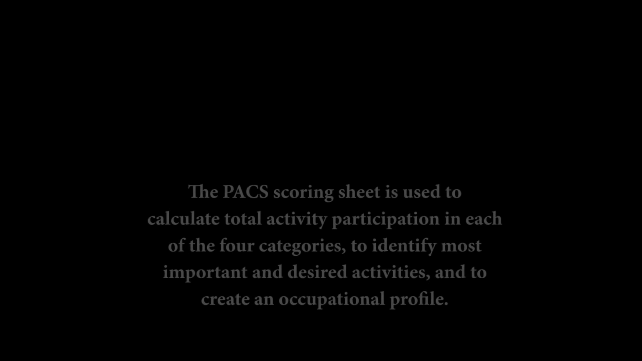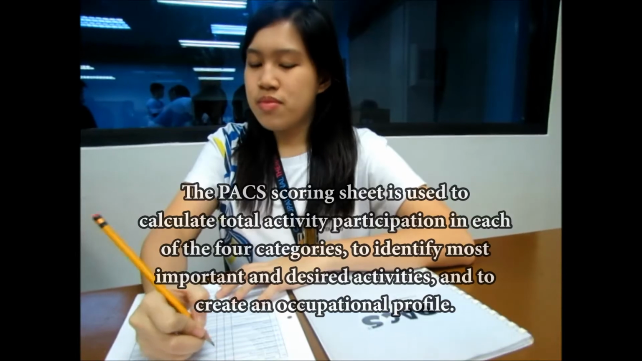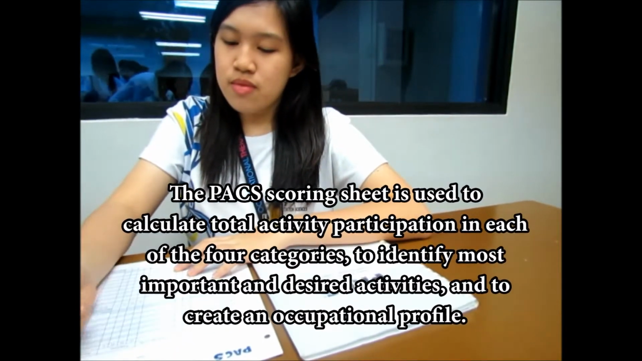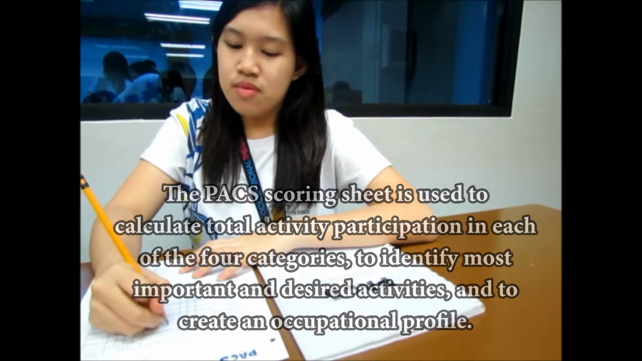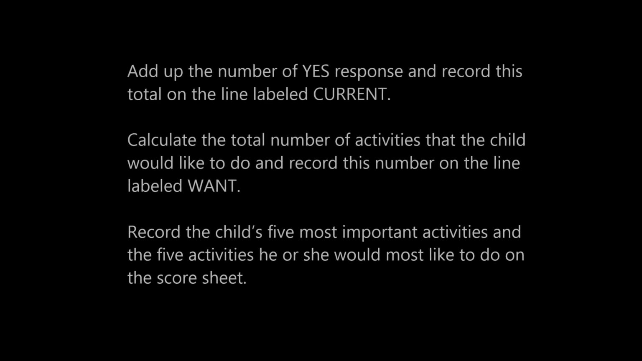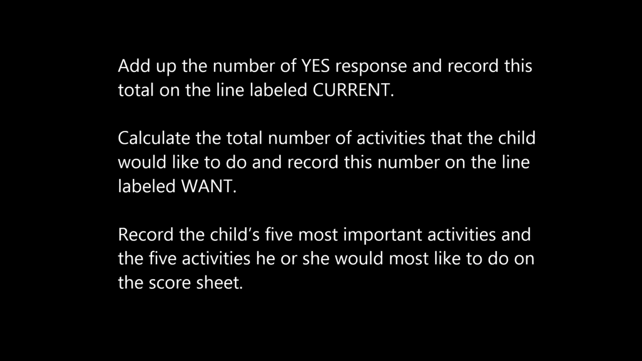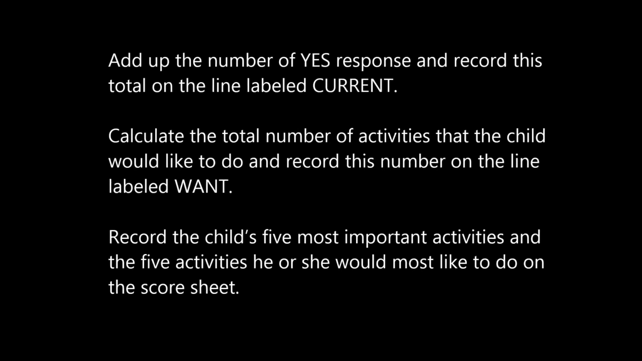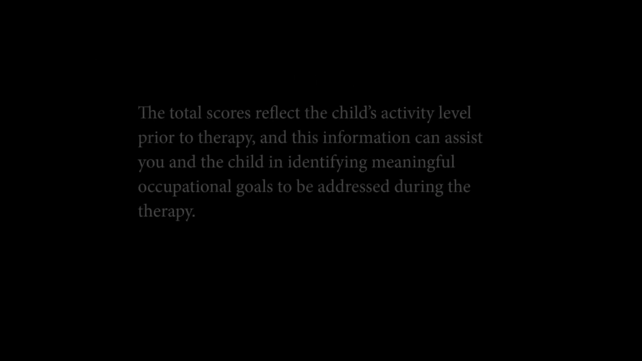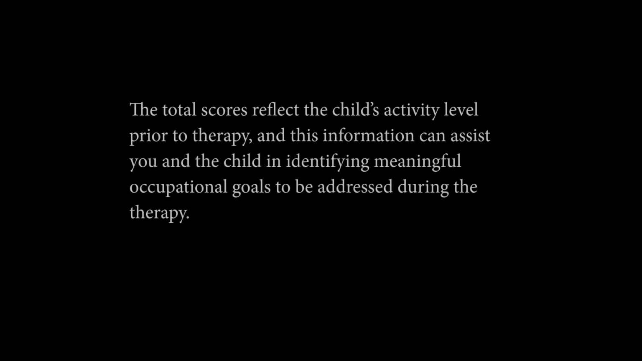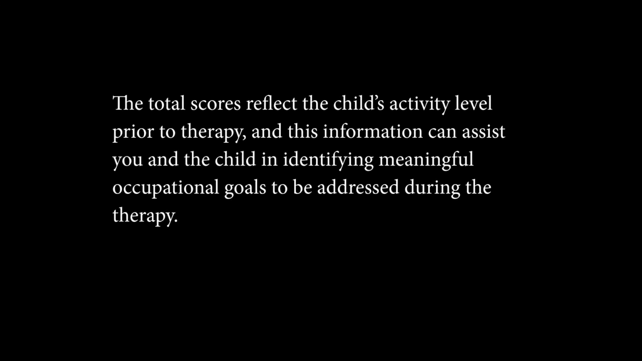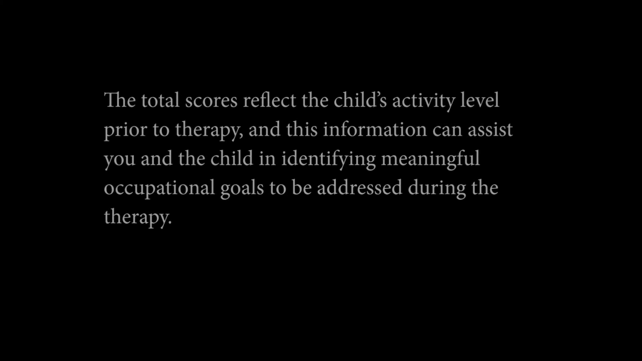The PACS scoring sheet is used to calculate total activity participation in each of the 4 categories, to identify most important and desired activities, and to create an occupational profile. The total scores reflect the child's activity level prior to therapy, and this information can assist you and the child in identifying meaningful occupational goals to be addressed during the therapy.